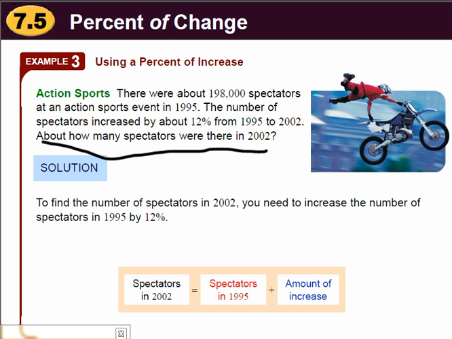Okay, to find the number of spectators in 2002, we need to increase the number of spectators in 1995 by 12%. So this keyword here, increased, is important for us. That's how we know we're going to be increasing it by 12. So remember how I had said we need to know if it's an increase or decrease. So we're going to take the spectators in 2002. It's going to equal the spectators in 1995 plus the amount of the increase. So how many spectators? We don't know, but we do know in 1995 we had 198,000. So let me try to write this out.